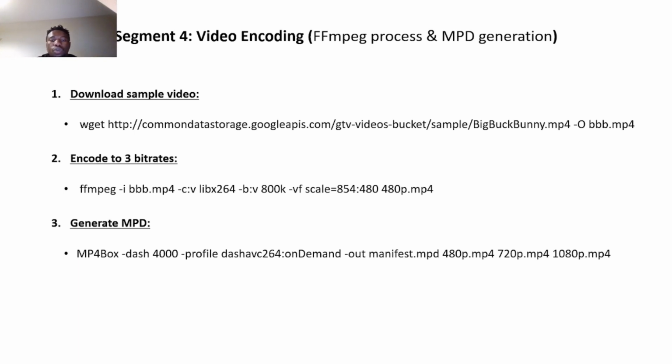For example, the first one, which is the 480p version, we encoded at 800 kbps with a scale dimension of 854 by 480 pixels. And the key step was generating the MPD file, that's the media presentation description, that tells the player about the available streams using the MP4Box. We created the manifest file with a 4-second segment duration, which enables the DASH player to switch between qualities smoothly during playback.